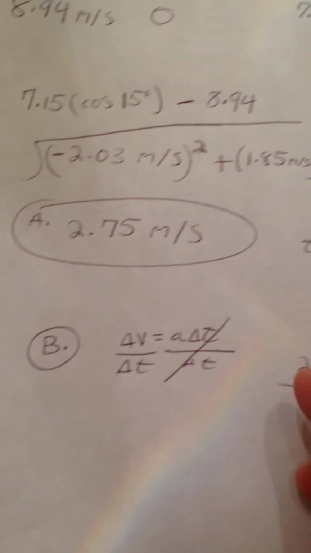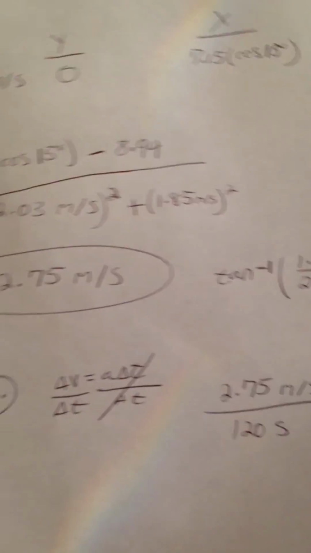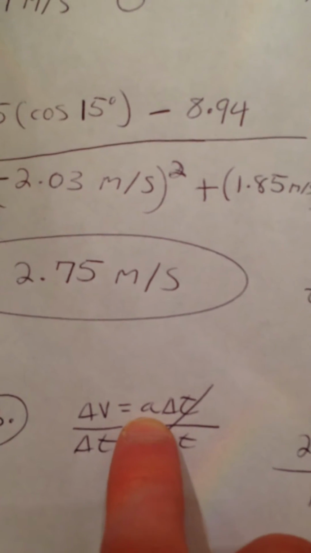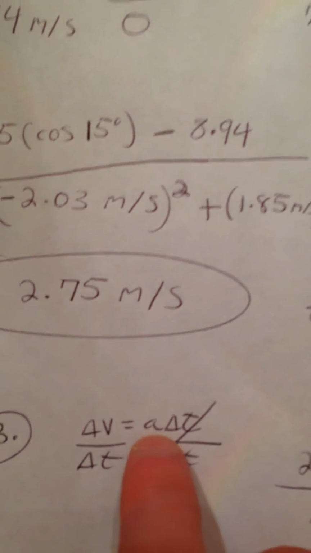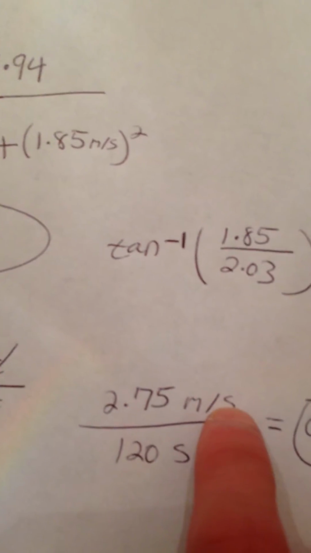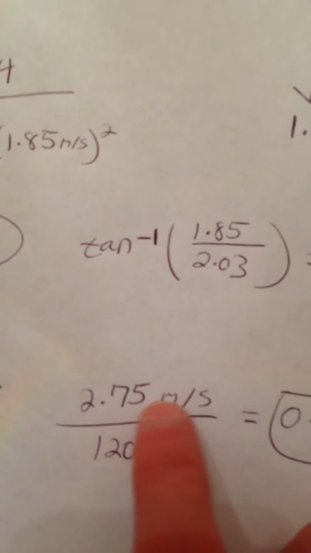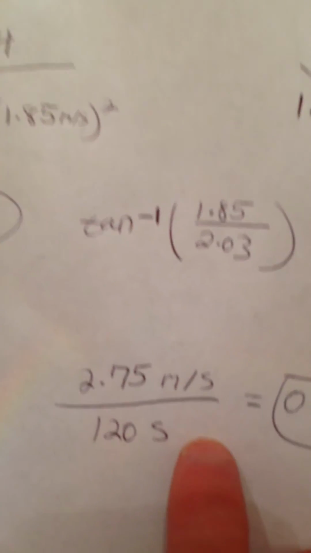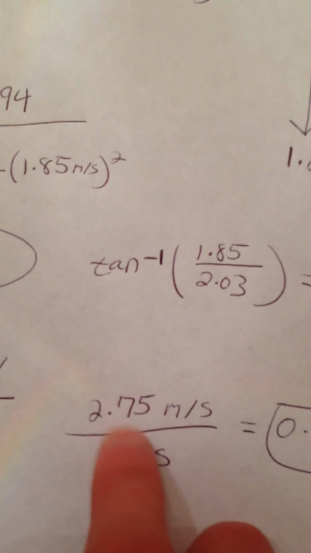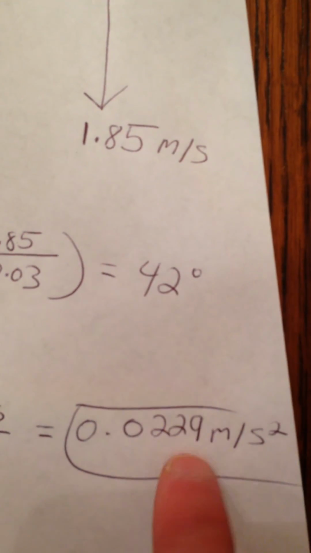Now B is asking for acceleration. So now that we know what the velocity is and they're giving us what time is, all we need to find out is acceleration. I isolate it. This is what I get. So the change in velocity is, and both of them are subtracted from 0, so it's just 2.75 minus 0, 120 minus 0. Okay, so it's really not significant. I just divided both of them, and this is the acceleration.